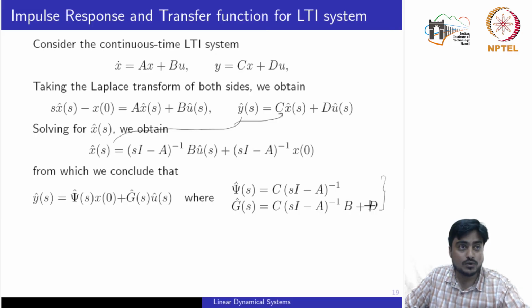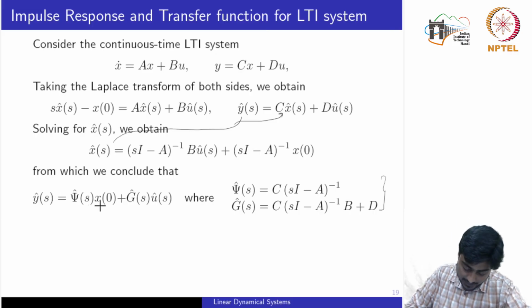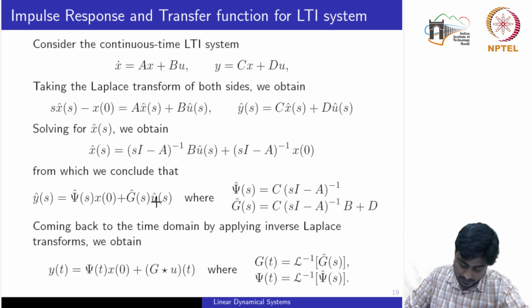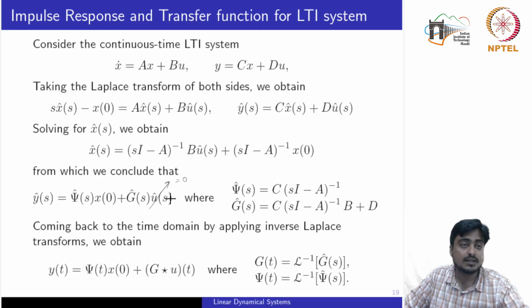So the interesting point to note here is that if we have x of 0 equal to 0, this part would be equal to 0, and we obtain the same equation that we had obtained earlier, before introducing the state space representation. Now if we have u hat of s equal to 0, which implies the 0 input response, then the only response we have is because of the initial condition x naught. So basically it is a linear combination of the responses due to the initial condition plus the input to the system.